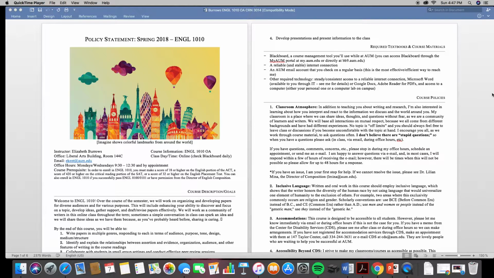I'm not going to go over it word for word. I do expect you to read it all the way through because it's got really important information and it contains the class calendar as well. It gives you a general idea of what's going to happen for the semester. So, important information up here.